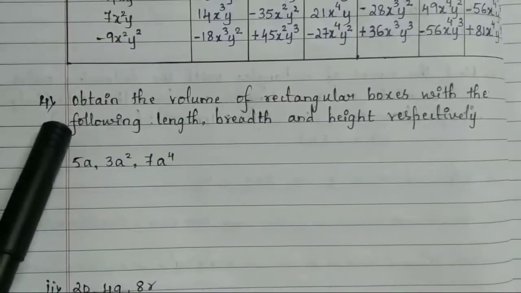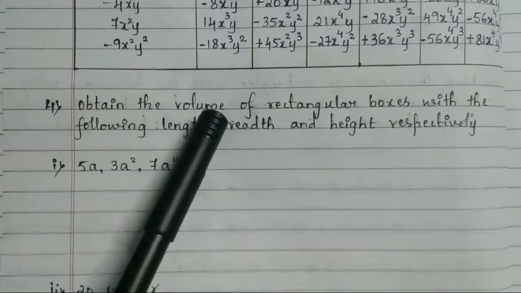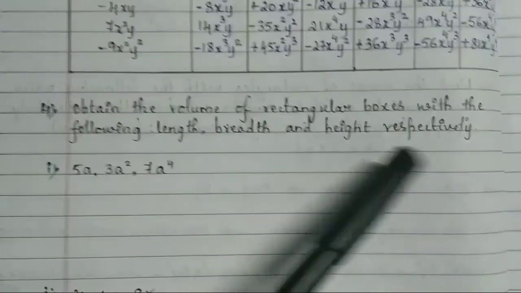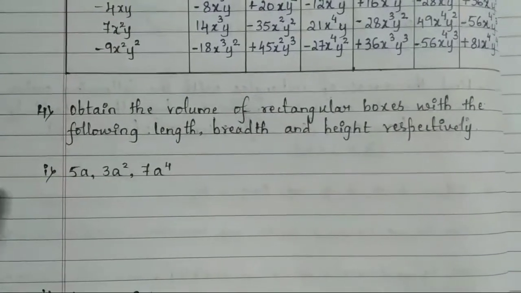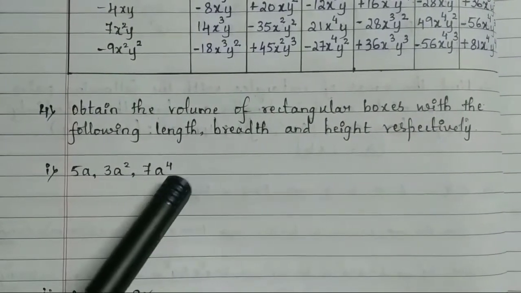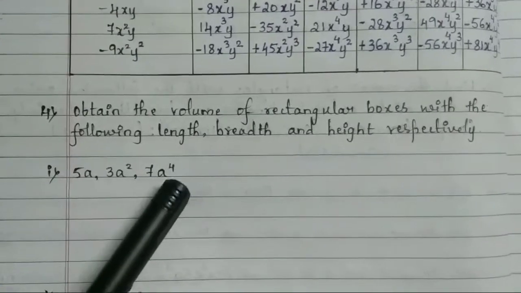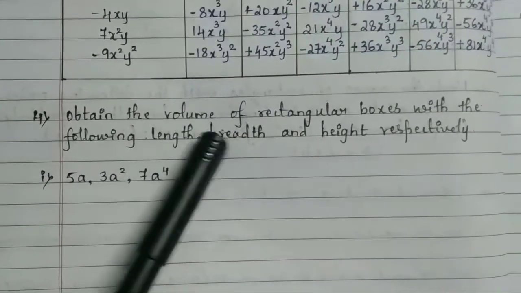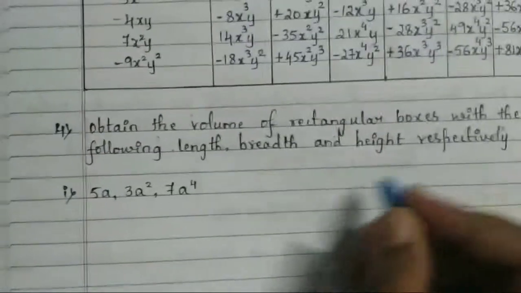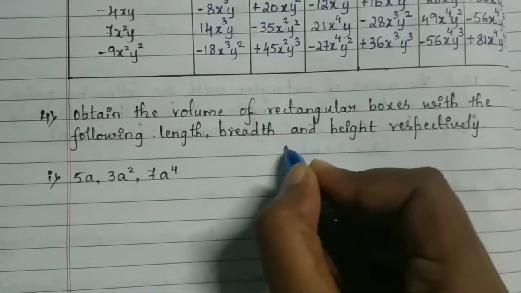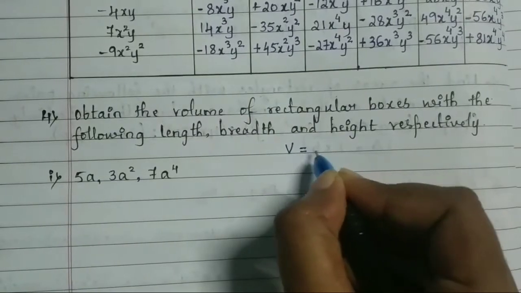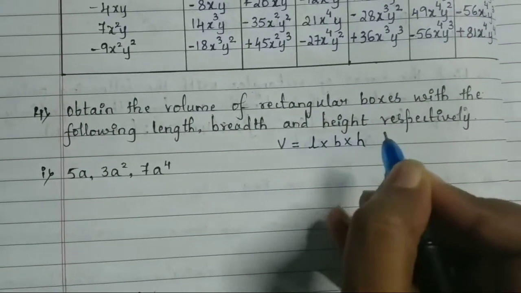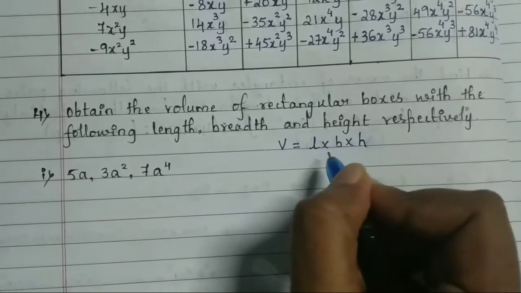Okay, let's see the next question. Obtain the volume of rectangular boxes with the following length, breadth and height respectively. So this is given as length, this is breadth and this is represented as height. First we should know the formula to find the volume of a rectangle. So I will write the formula here: volume of rectangle V is equal to length into breadth into height. So this is the formula to find the volume of the rectangle.